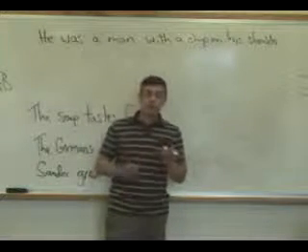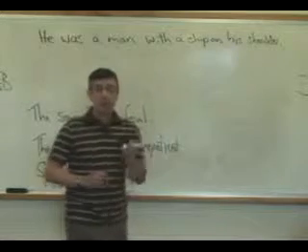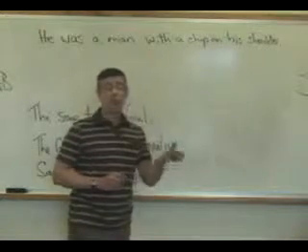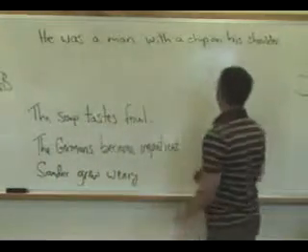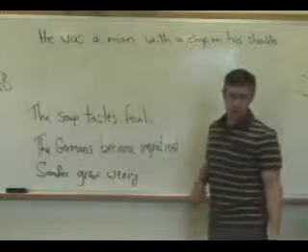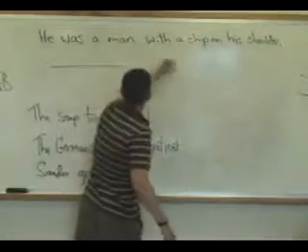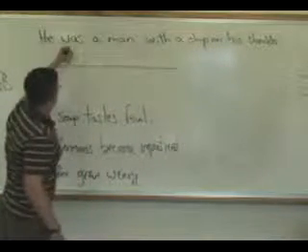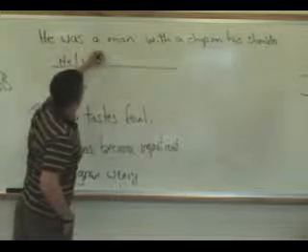Here is how to diagram subjective complements. Now, subjective complements can be, as we've seen, either nouns or adjectives. In this sentence here, "He was a man with a chip on his shoulder." Okay, our baseline there: He is the subject. There's our subject-verb divider. Was.